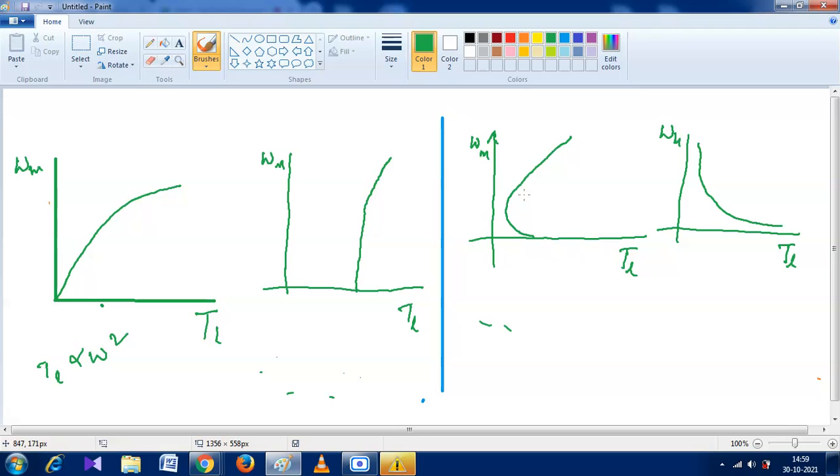So figure 3 is the speed torque characteristics of a roller. Now characteristic 4 is for a train. When the speed is low, more torque is required. Which kind of motor is used in a train? Series type. Why? Because it has high starting torque. The series motor gives us a high starting torque. Okay.